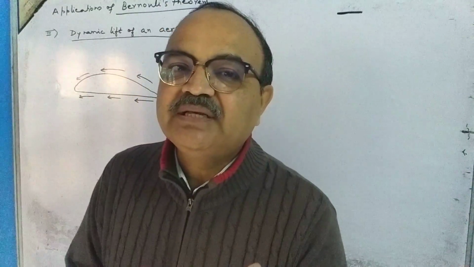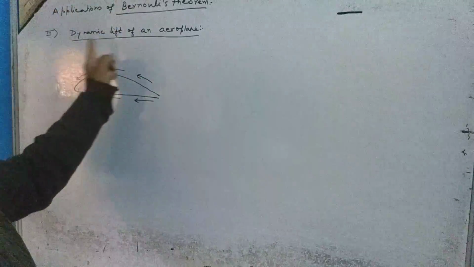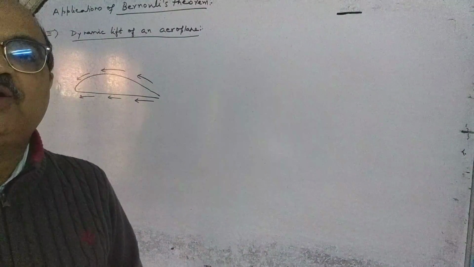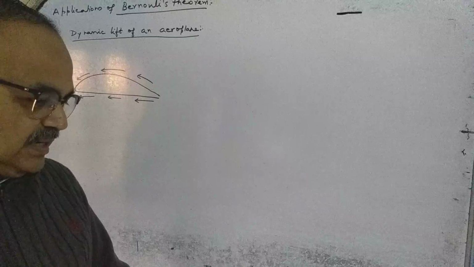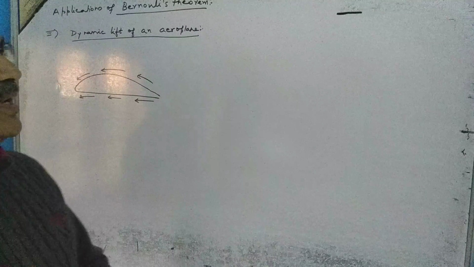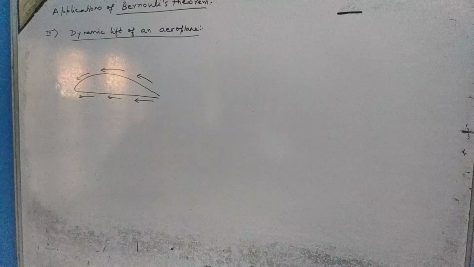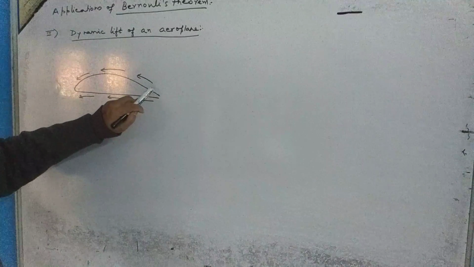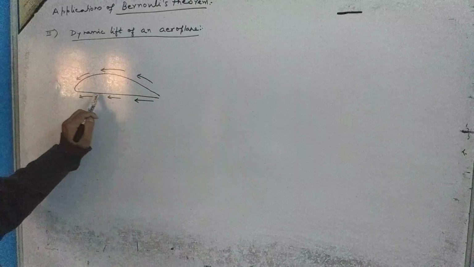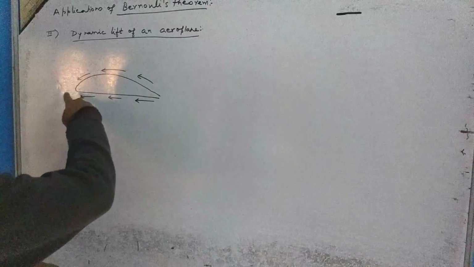That can be very easily understood with the help of this dynamic lift of an aeroplane. With the help of the dynamic lift of an aeroplane, we can discuss it. How to discuss it? Look, this is the wing, this is the shape of the wing of an aeroplane.